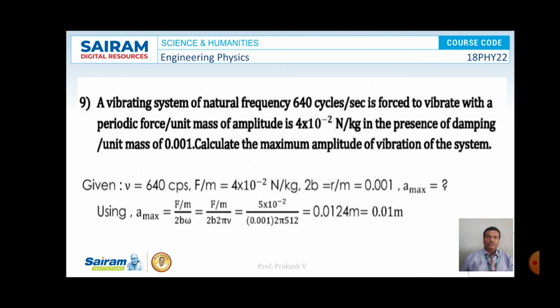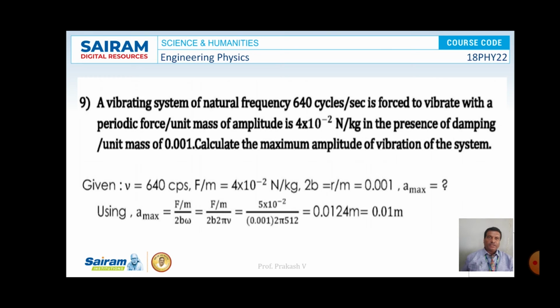So here mu is given as 640 cycles per second, and the value of F by M is 4 into 10 to the power minus 2 Newton per kg, and the value of 2B is equal to R by M, that is equal to 0.001. So calculate the value of A max.